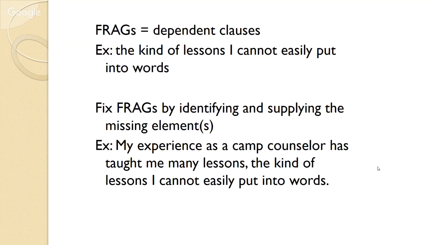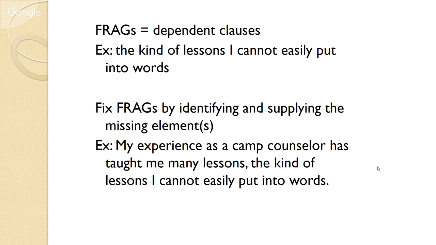Okay, so fragments are dependent clauses. Again, they're missing one of the elements of the sentence, a subject, a verb, or an object. So, for example, the kind of lessons I cannot easily put into words. That's an example of a dependent clause because it cannot stand on its own as a complete thought. In order to fix a fragment, you have to identify what the missing element is and then just supply the missing element. The easiest way to do that is to combine the fragment with the preceding or following sentence, because that is usually where the missing element is.